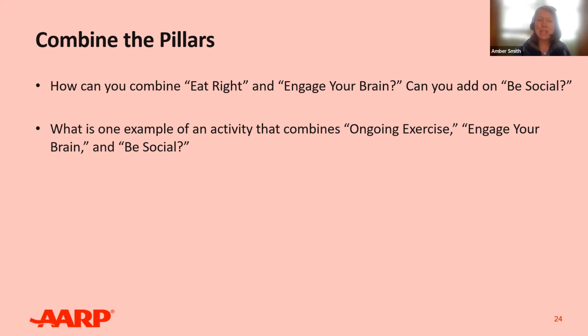Oh, somebody else says for the eat right, menu planning for a week with a friend. Yes, so you'll be engaging your brain, you'll be planning ahead, eat right meals for the week, and you're doing it with a friend to add on, be social. So as much as possible, when we can, we want to combine the pillars, right? So that we can be doing more than one thing at once and hopefully having more fun. Great. Next slide.